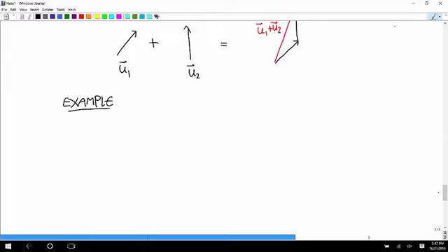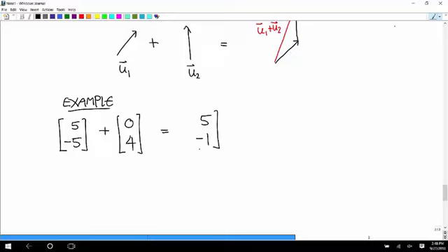So let's say we have the vector 5, -5. And the vector 0, 4. So to add them, you take 5 plus 0. That gives you 5 for the x component. -5 plus 4 gives you -1 for the y component. And so that's the sum of those vectors. That's the resultant vector.